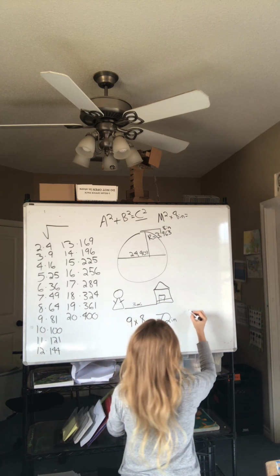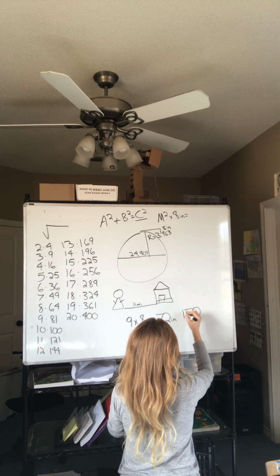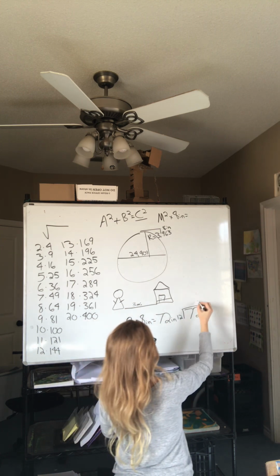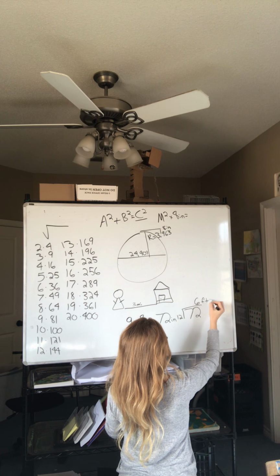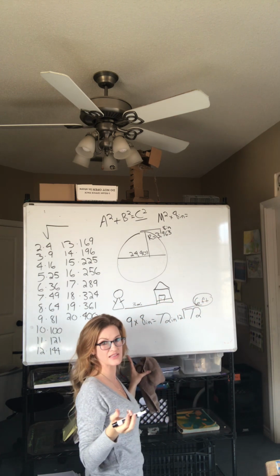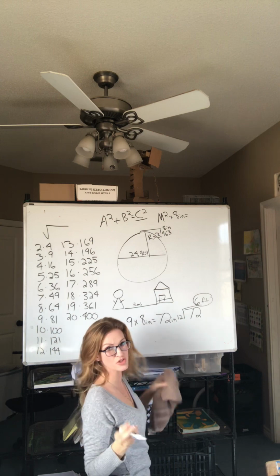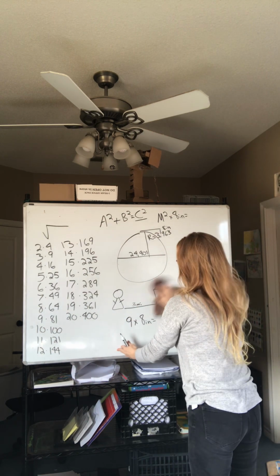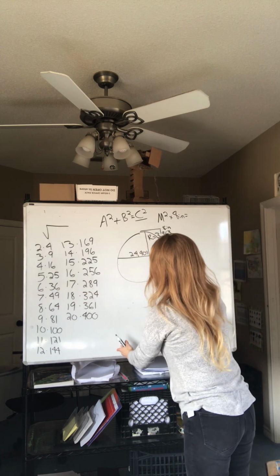Okay, so if you wanted to see how many feet that was, you could divide 72 by 12, which is 6 feet. So that house should be hidden behind 6 feet of curvature if it's 3 miles from the observer.